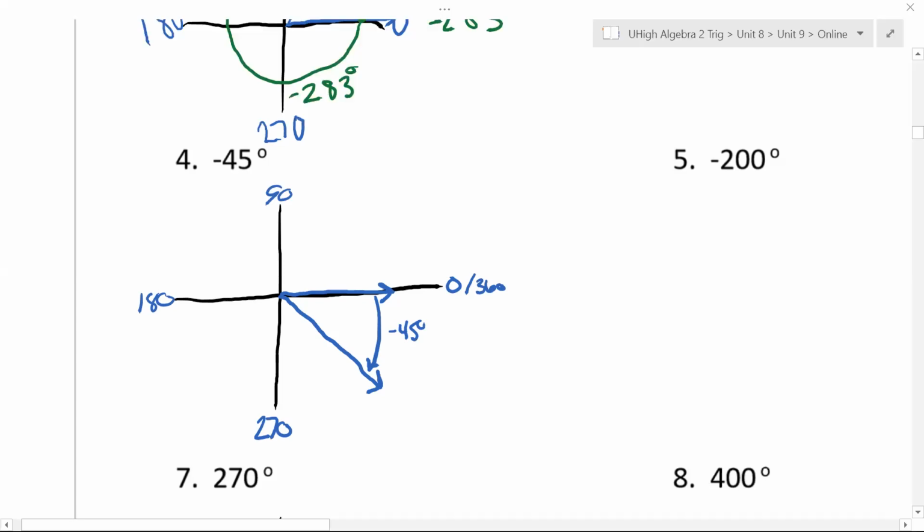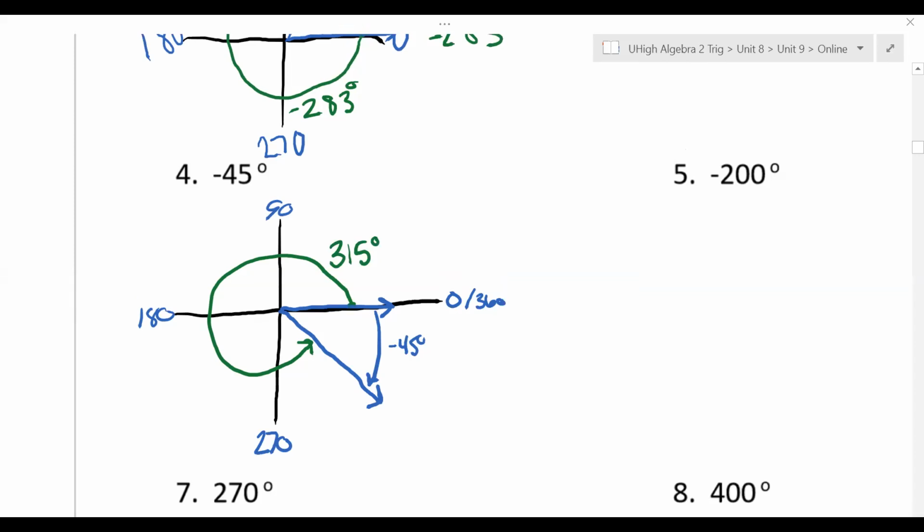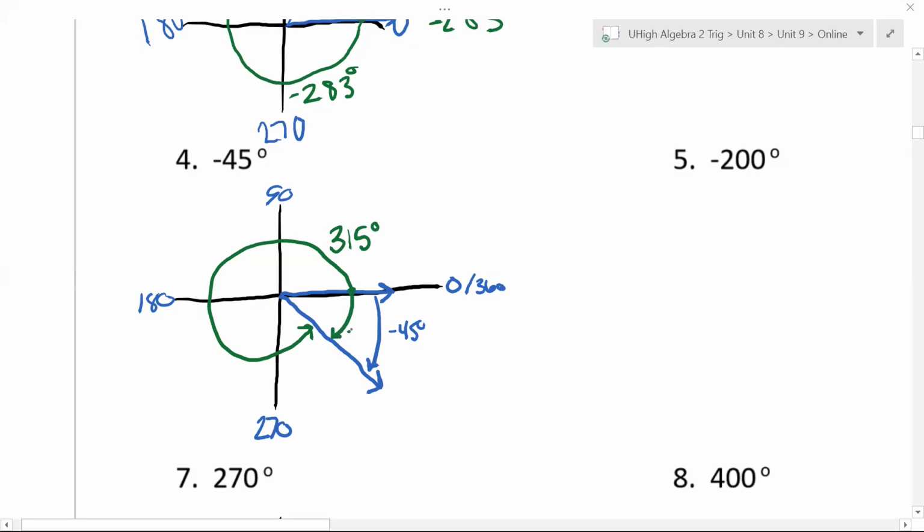Okay, so we did our standard position. So let's find our coterminal angles. So first I start at my initial side and I want to go counterclockwise around to my terminal side. So I'm thinking 360 degrees. I know that this is a 45 degree angle. So if I subtract, I'm going to get 315 degrees. Since I'm going counterclockwise, that's positive. Then I'm going to start at my initial side, I'm going to go clockwise, and that's going to be my negative 45 degrees.